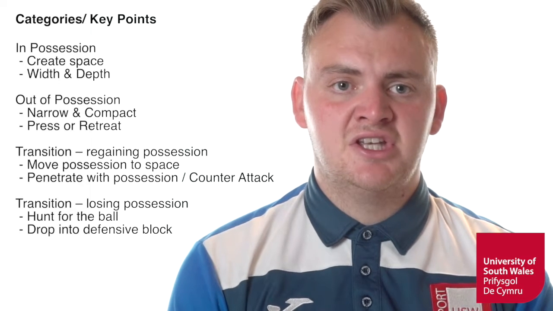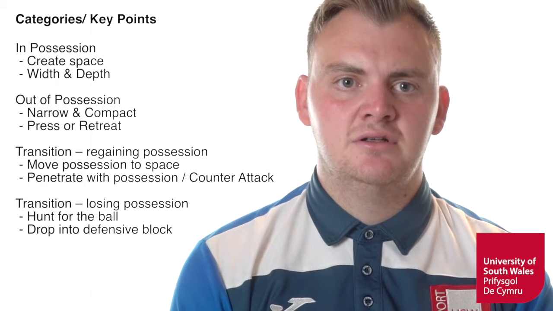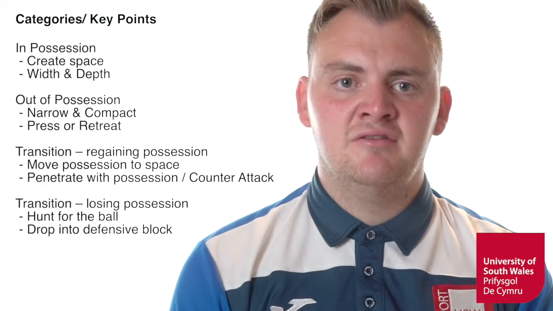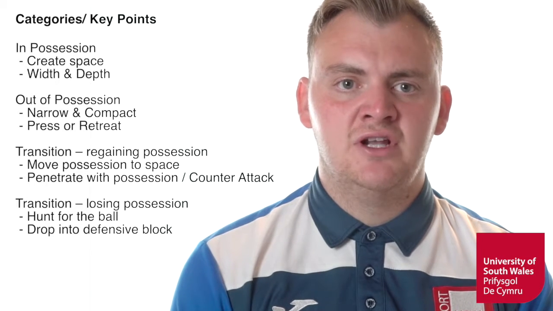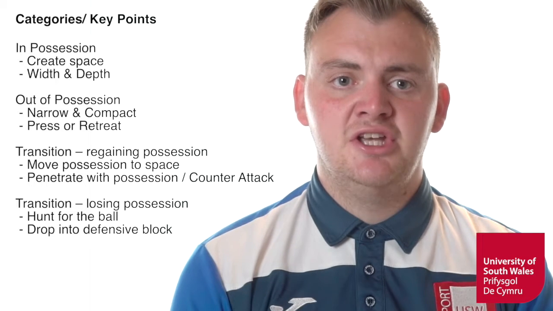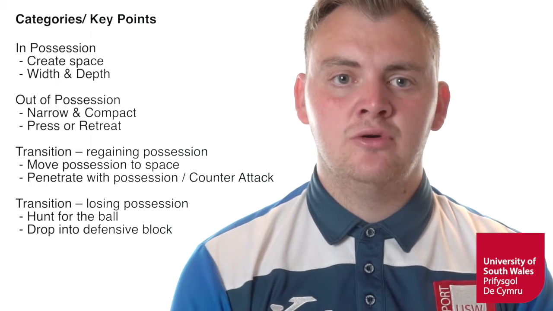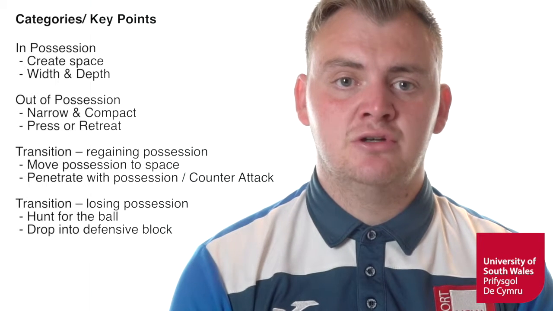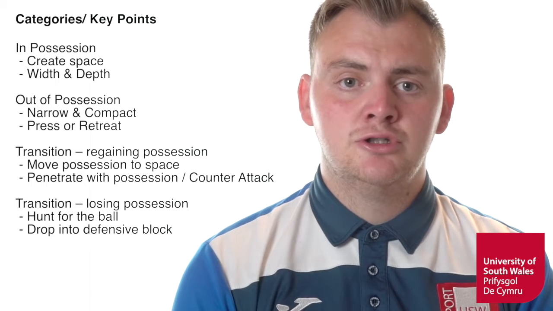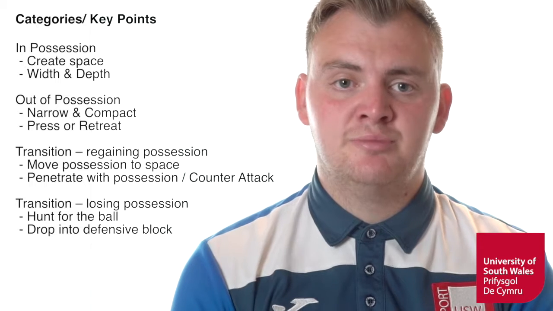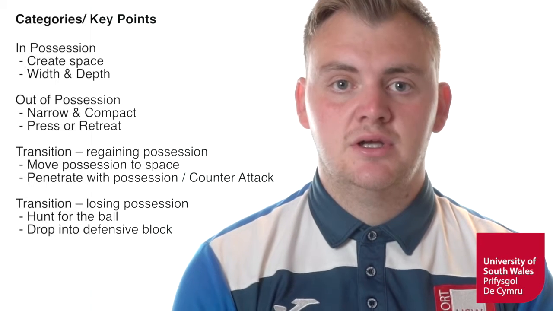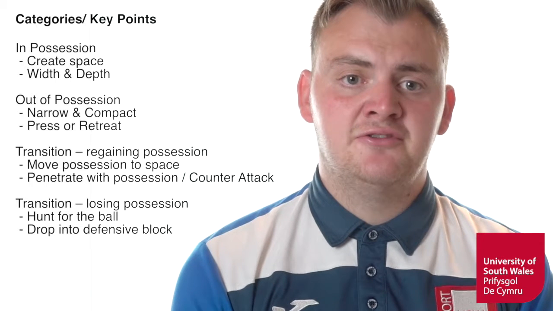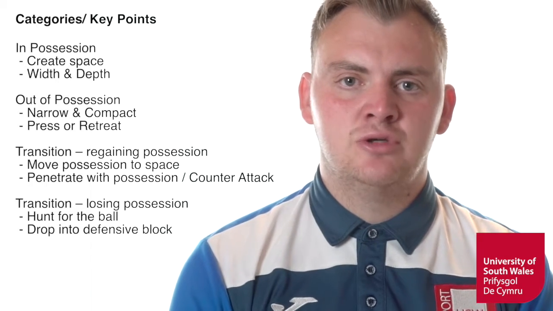Hopefully you've identified the key points that fall within each tactical category, with the key areas in possession being creating space and the team having width and depth to stretch out the field of play and maximise space. The key points within out of possession being narrow and compact and press or retreat. The key points within the transition of regaining possession being to move the ball to open space or to penetrate with possession and counter-attack. The key points which fall within the transition losing possession category are to hunt for the ball or to drop back into a defensive shape or block.